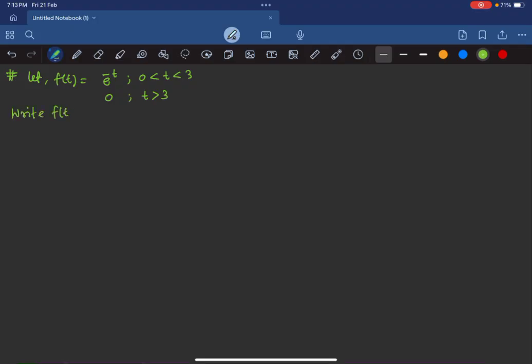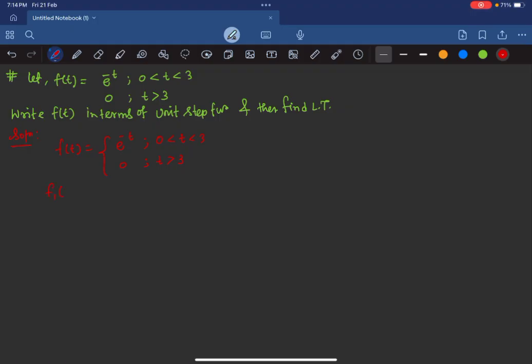The question is: write f(t) in terms of the unit step function and then find its Laplace transform. Solution: f(t) is given in this form, it is e^(-t) when 0 < t < 3, and 0 when t > 3. This is the given form.